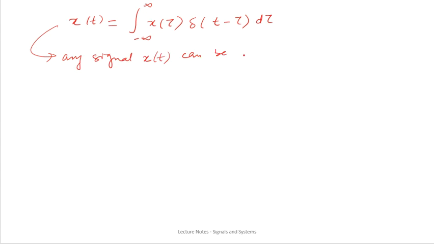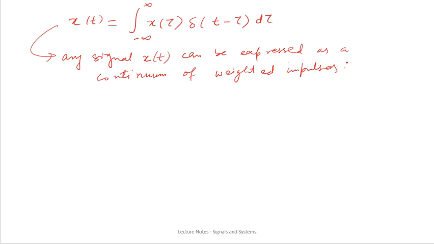Any signal x(t) can be expressed as a continuum of weighted impulses, isn't it? So it means that it can just be represented in terms of these weighted impulses. Okay, now consider a continuous time LTI system with an input x(t).